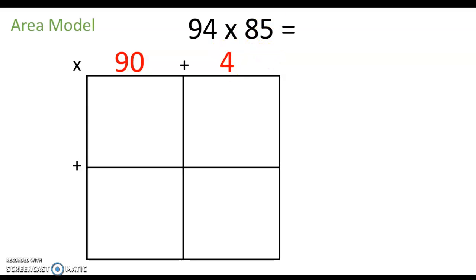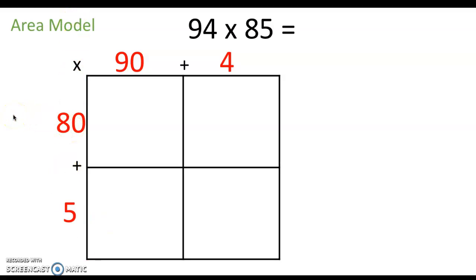We're going to do the same thing with the 85. The 8 is worth 80 and the 5 is worth 5. And we're going to put those along the sides, making sure that we write 1 for each box. Then we know area is length times width, and this is the area model.